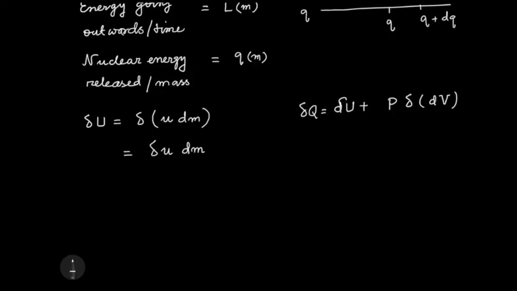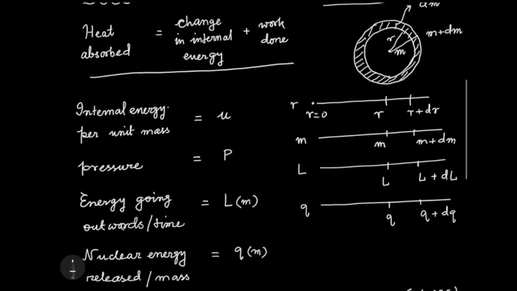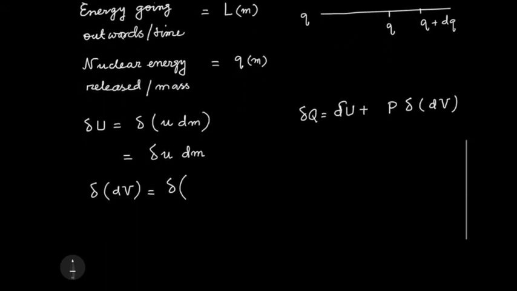Now, delta of dv I can write as delta of dv from here is dm by rho, sorry, dm by rho. And this delta is a time derivative. Again, the mass will not change. So this is delta of 1 by rho only.